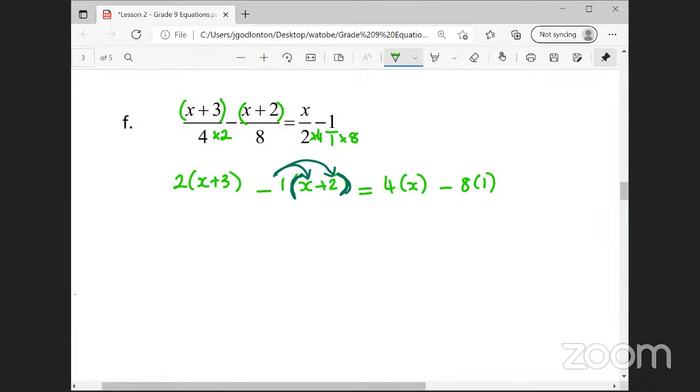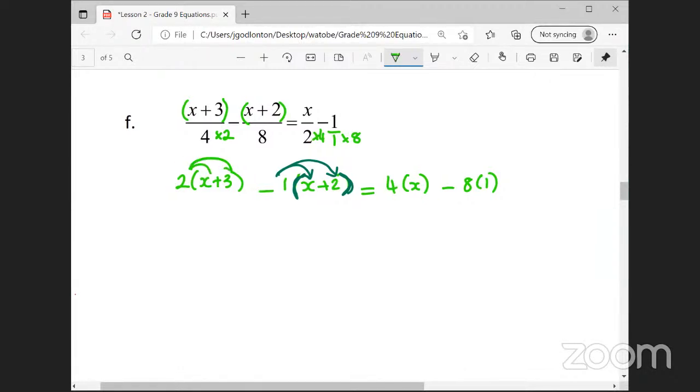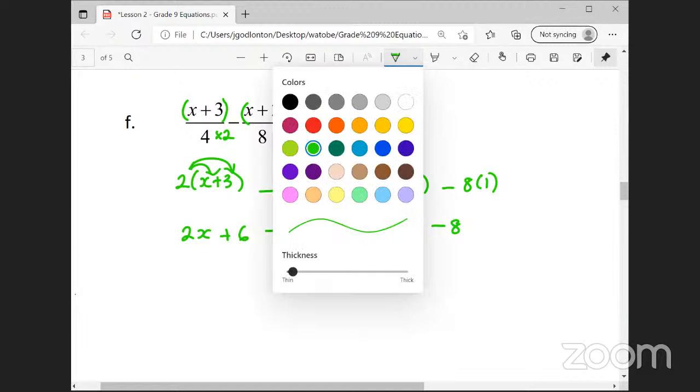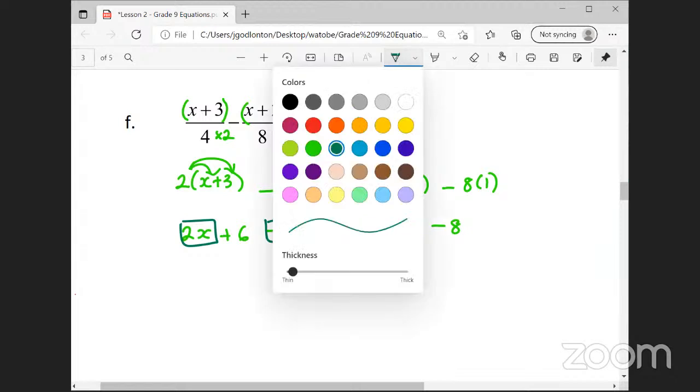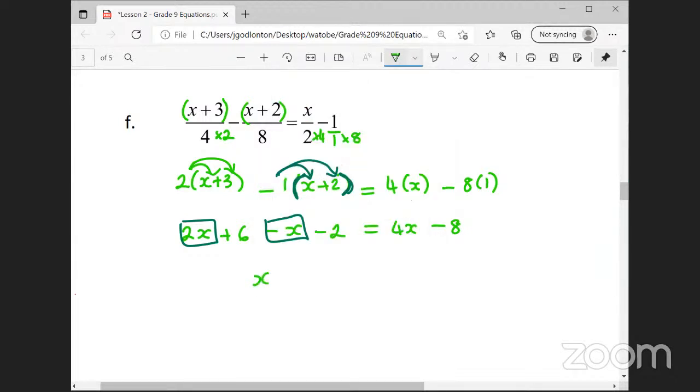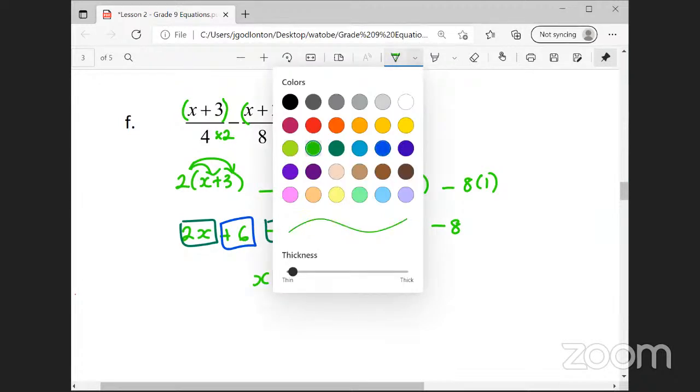And now I'm going to multiply things in. So I'm going to get 2x plus 6, and then negative x minus 2, which is equal to 4x minus 8. I'm just going to simplify both of my sides to make it a little bit easier. So I'm going to link my like terms. On the left-hand side, my like terms are 2x minus x, which gives me x. And I've also got 6 minus 2, which gives me 4.